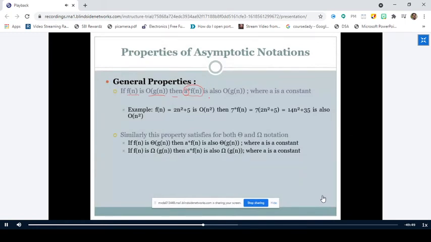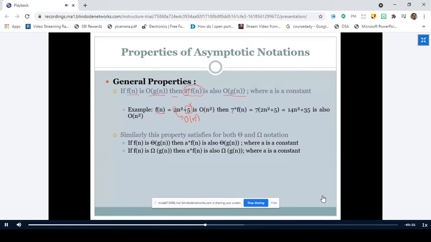So if f of n is big O of g of n, then a times f of n is also big O of g of n. For example, take f of n as 2n square plus 5. What is the asymptotic notation here? What is the final result? You should remember that insignificant factors and constants should be removed. This is a constant, remove it. And you should make the highest power have the coefficient of 1. Therefore, it becomes big O of n square. You should not say it as n square, it is big O of n square.